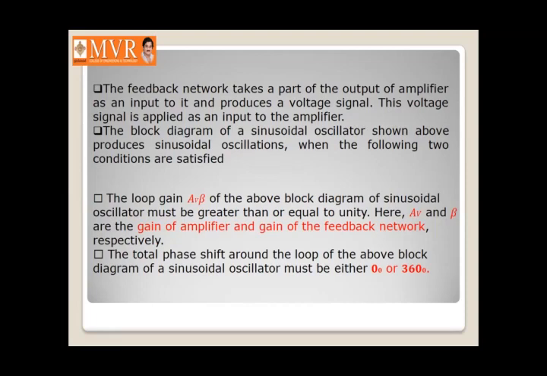This is one of the conditions the oscillator must satisfy, and the second condition is the total phase shift produced by the oscillator must be 0 degrees or it must be 360 degrees. So it must produce 0 degrees phase shift. That means there will be no phase shift of the input signal, or it must be around 360 degrees phase shift. So these two conditions must be satisfied for producing a sinusoidal wave for an oscillator.